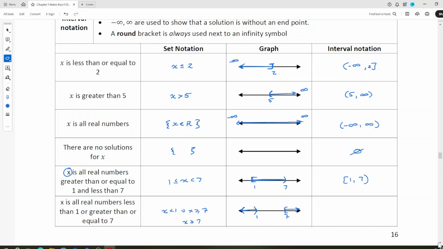So x is greater than or equal to 7, x is less than 1, that would be fine as well. We don't often do set notation for these. But what I want to show you is that for interval notation, this answer is going down to negative infinity. So it'd be negative infinity to 1, or it would be square bracket 7 up to positive infinity.